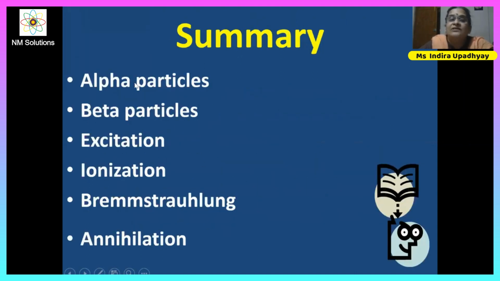Now let me summarize what we have seen. The positively charged alpha particles equivalent to the helium nucleus, and the positively and negatively charged beta plus positron and beta minus negatron equivalent to the orbital electrons, which are nuclear radiations. Excitation is one of the methods of interaction of these radiations with the matter. Ionization, where sufficient energy can remove the orbital electrons and cause ion formation. Bremsstrahlung or braking radiation. And annihilation, where the electron and its antiparticle positron destroy each other and convert into two photons of 511 keV each in opposite directions.